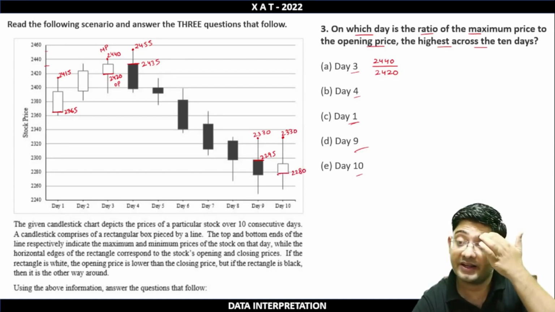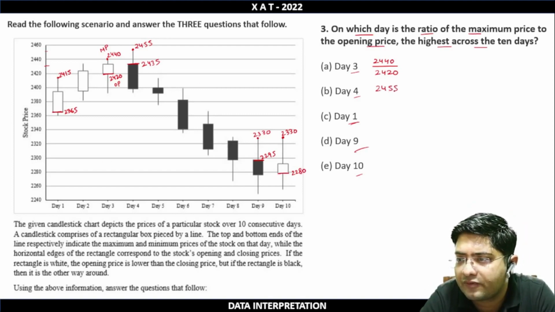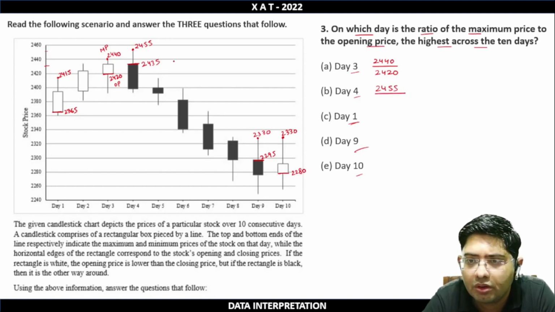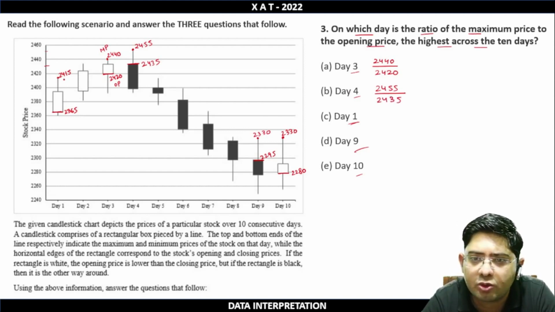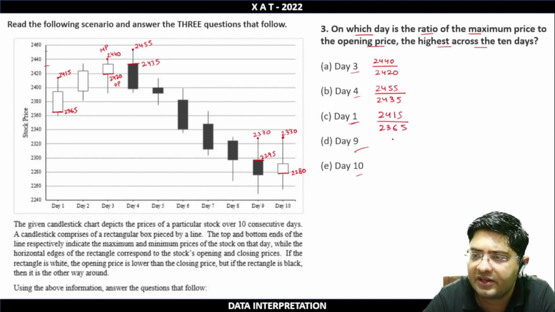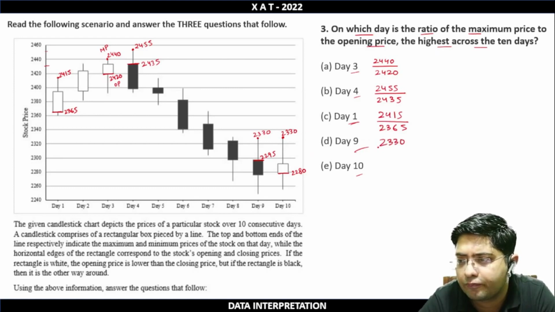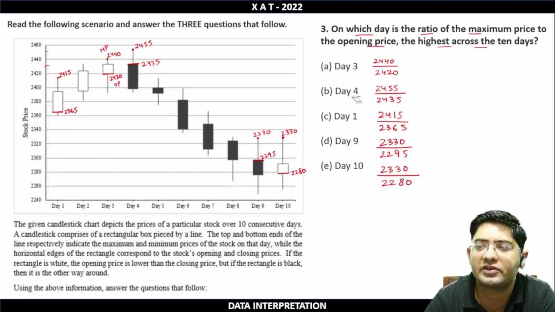Okay. Now let's write the ratios. Day 4 we have 2455 over 2435. Day 1 is 2415 over 2365. Day 9 we have 2330 over 2295. And day 10 we have 2330 over 2280. Okay. Now here we have to look for the highest ratio.